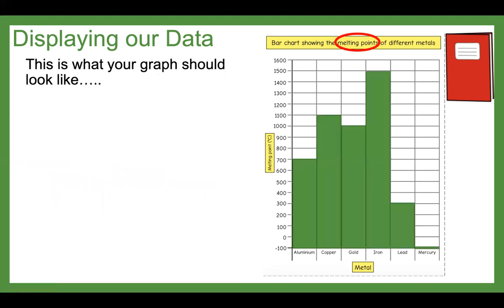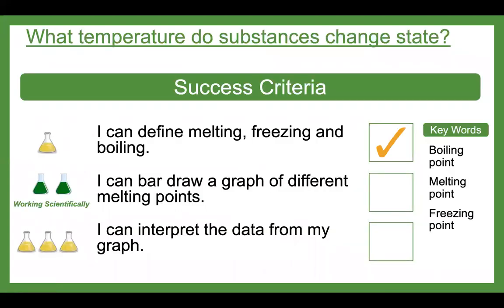So once you've completed your graph, this is what it should look like. If it doesn't, you can think about what you may have done incorrectly for it not to look like the one in front of you. So we have now completed our second success criteria, which is I can draw a graph of different melting points.